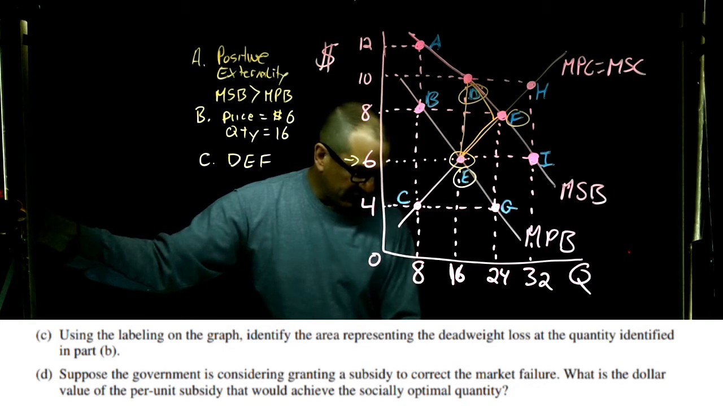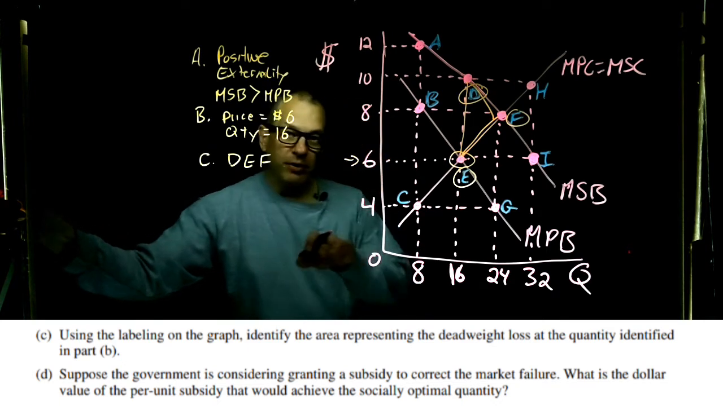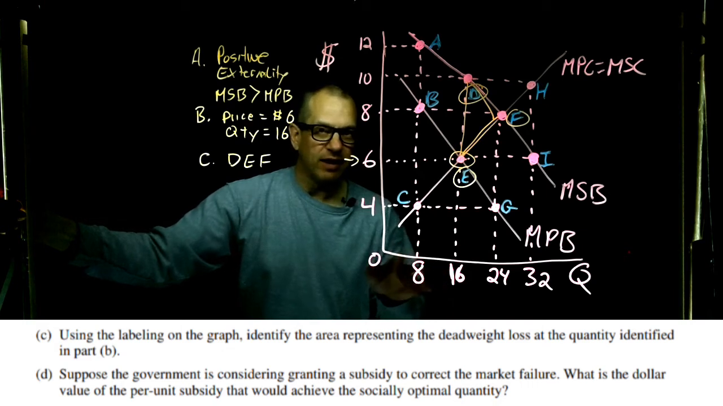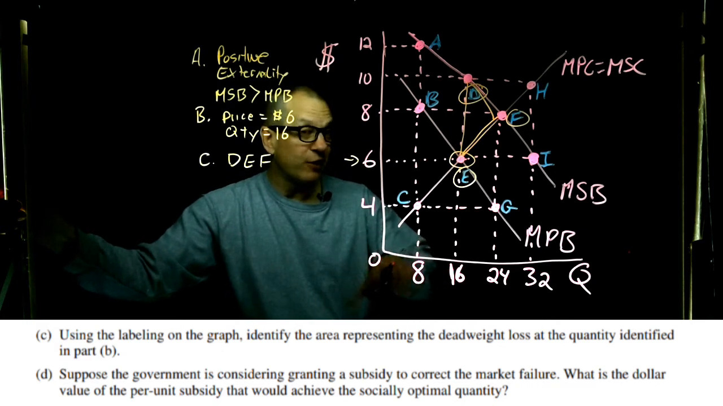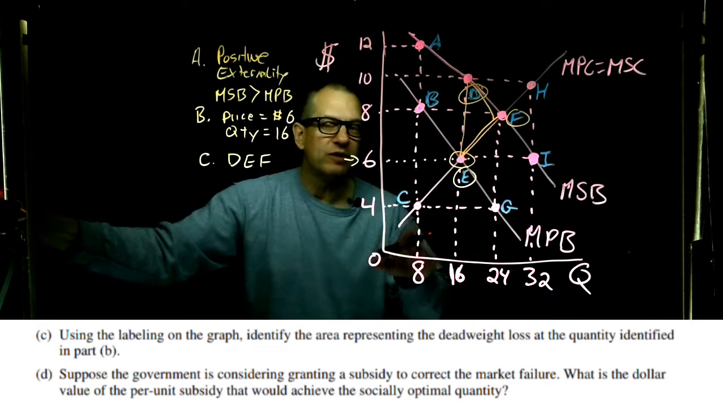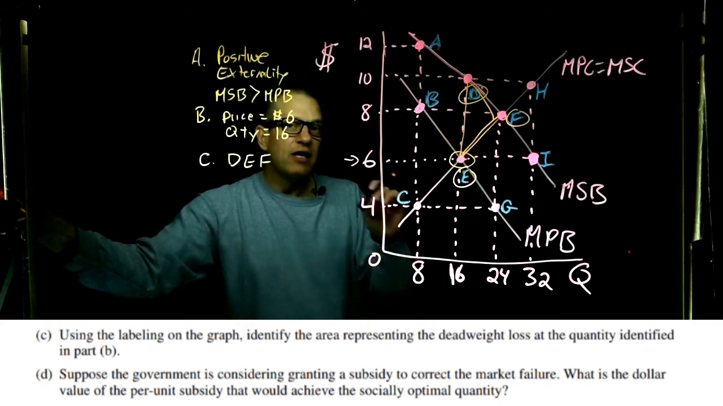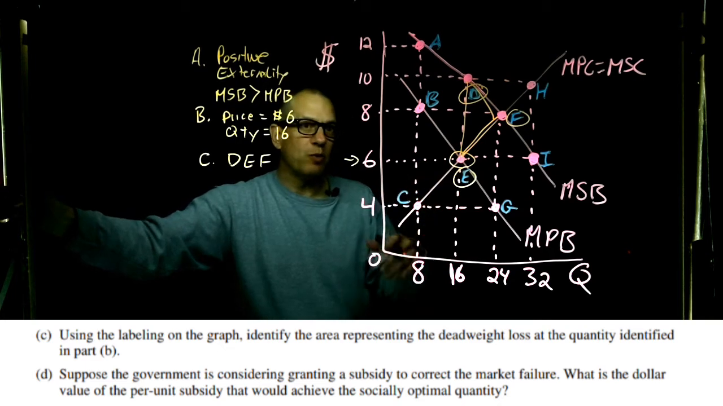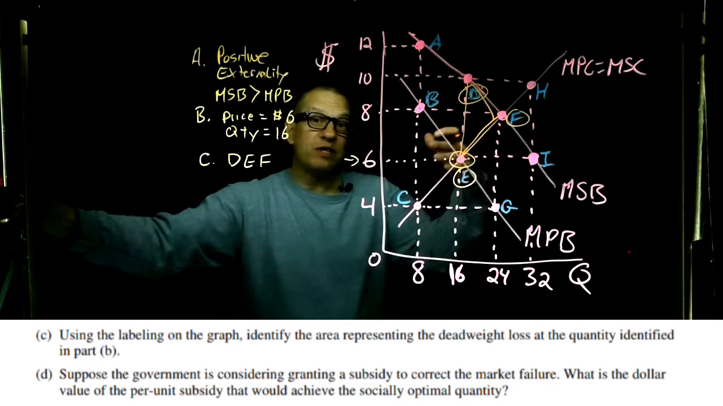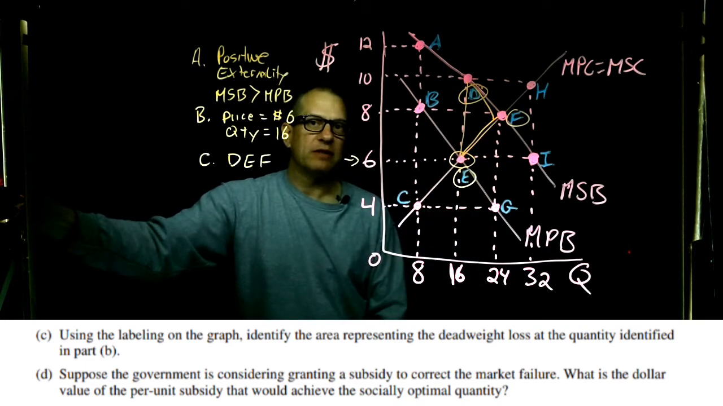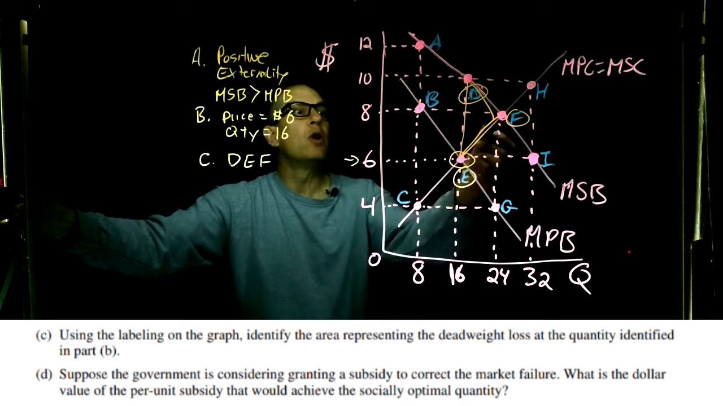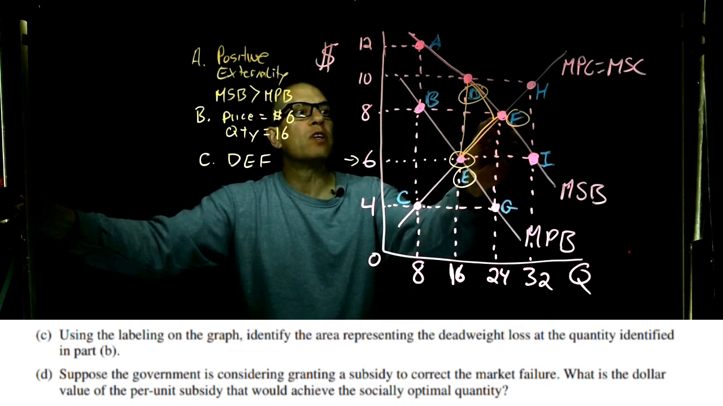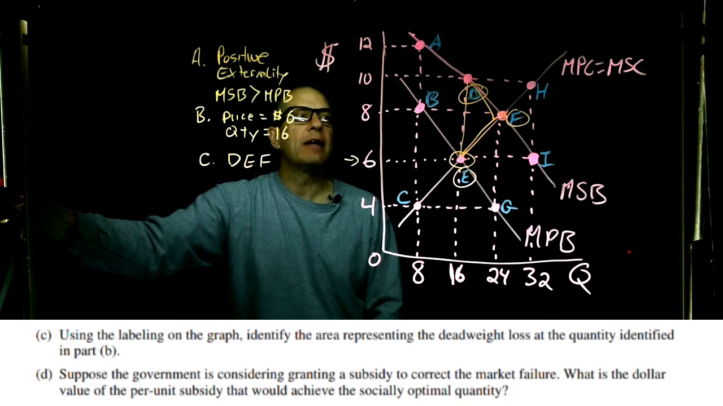It's asking the question, suppose the government is considering granting a subsidy to correct the market failure. What is the dollar value of the per unit subsidy? So they talk about a subsidy in the beginning, but they're saying, what is the dollar value of the per unit subsidy? The government's going to give us a certain amount of money for every unit that we produce, to get us to a point where we should be at the optimal point in society, what society wants to have. And so this is the point where we should be at right here.